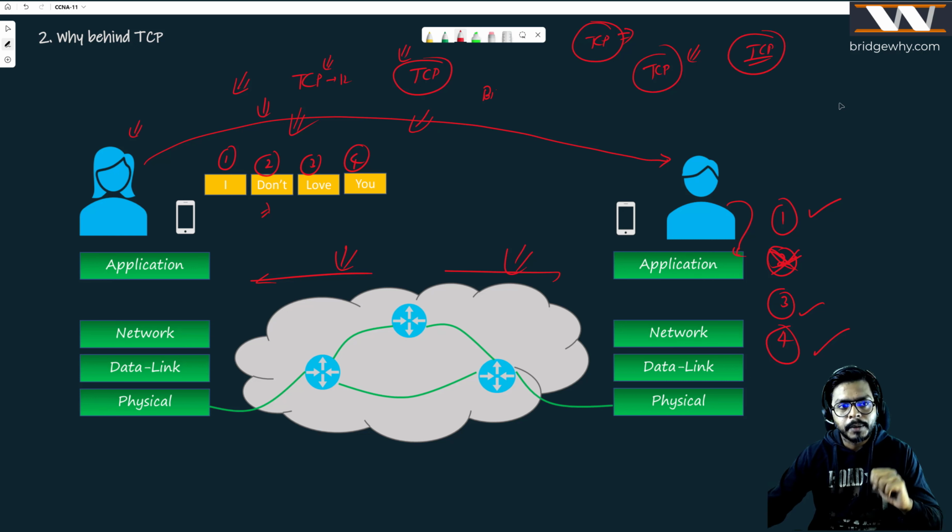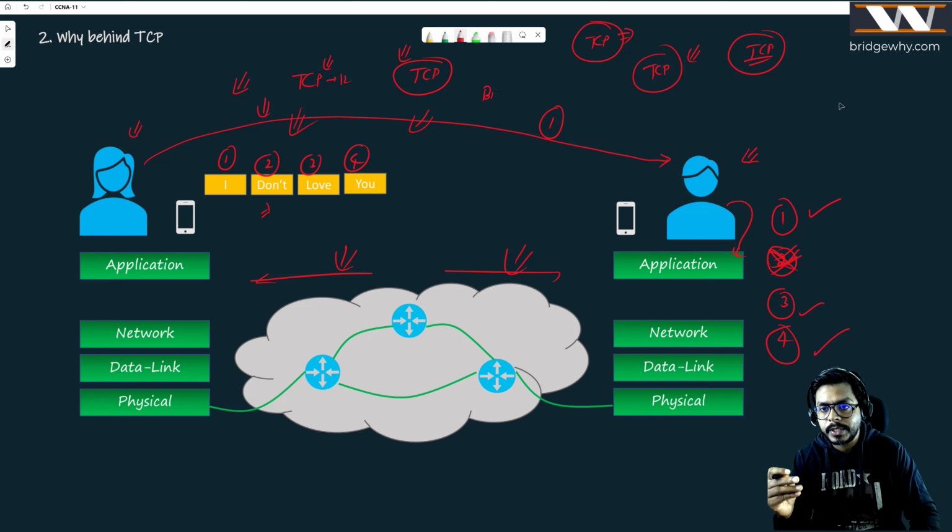Interesting. How? Because Anjali is saying that I am sending packet from number one. Okay, that is fine. And then basically Rahul will be able to understand that if there is nothing, and this is the simplest solution, right? I have seen people have so many doubts about TCP, right?